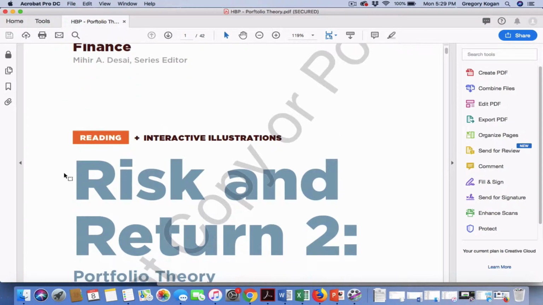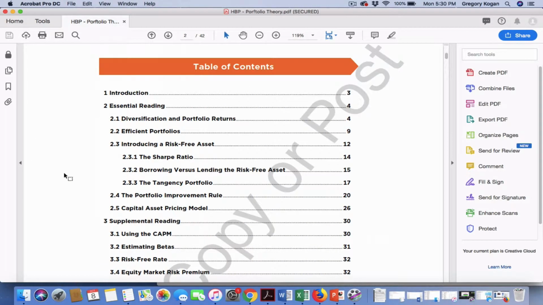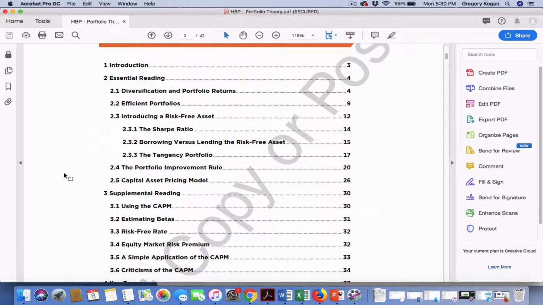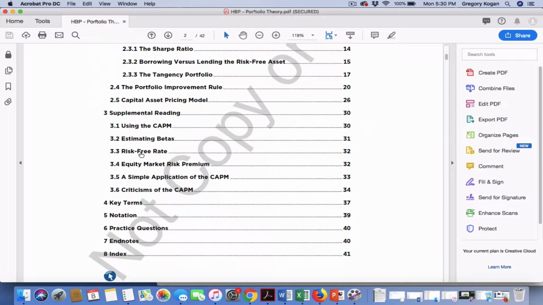Our next topic this week is risk and return part 2, and this is portfolio theory. So these are the subtopics that we're going to go over this week, in preparation for understanding diversification and portfolio returns, efficient portfolios, looking at risk-free assets, looking at the CAPM model, and summarizing a little bit.